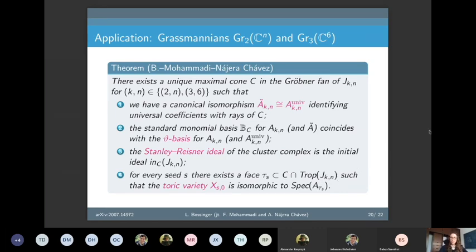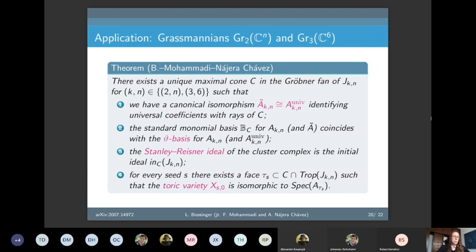So I will let this sink in for a second, maybe also for myself, to see if I wanted to say something more. I just realized there's a small typo here. This algebra A tilde in the second bullet point should be A tilde Kn. But yeah, so this is our result regarding the application to the Grassmannians Gr(2,n) and Gr(3,6).